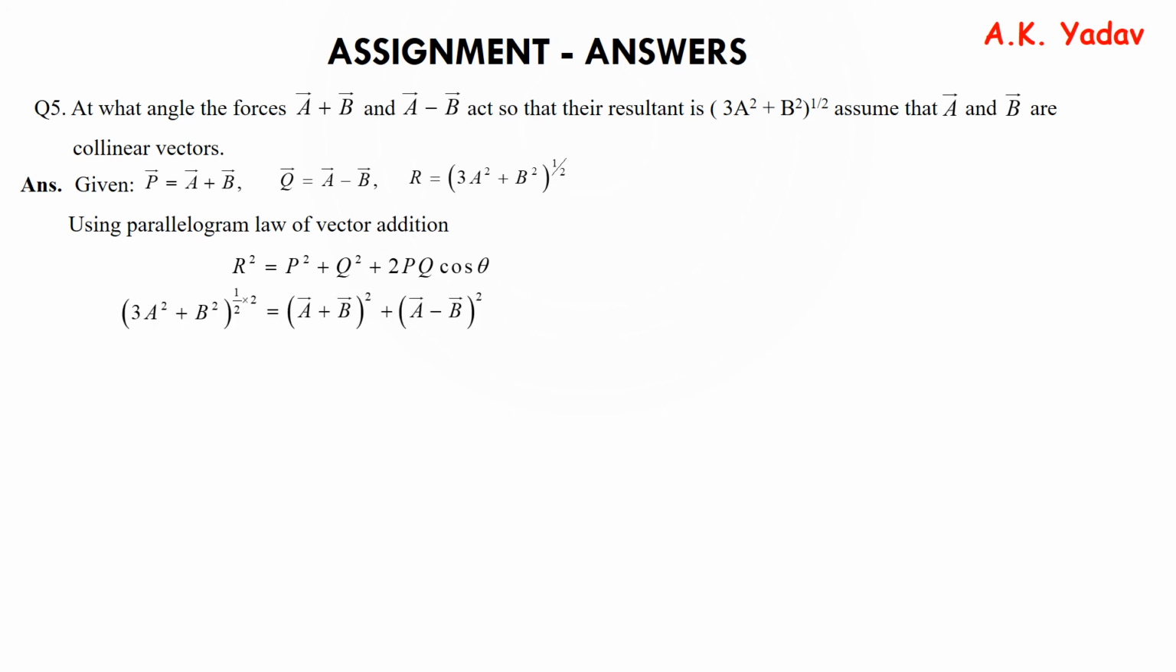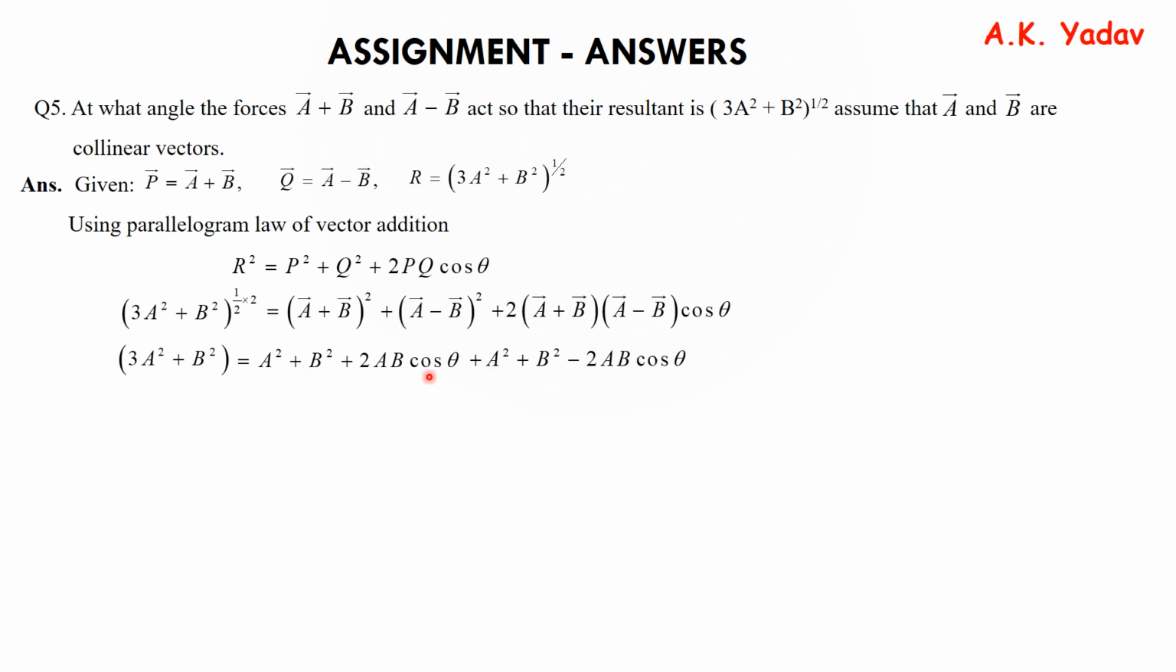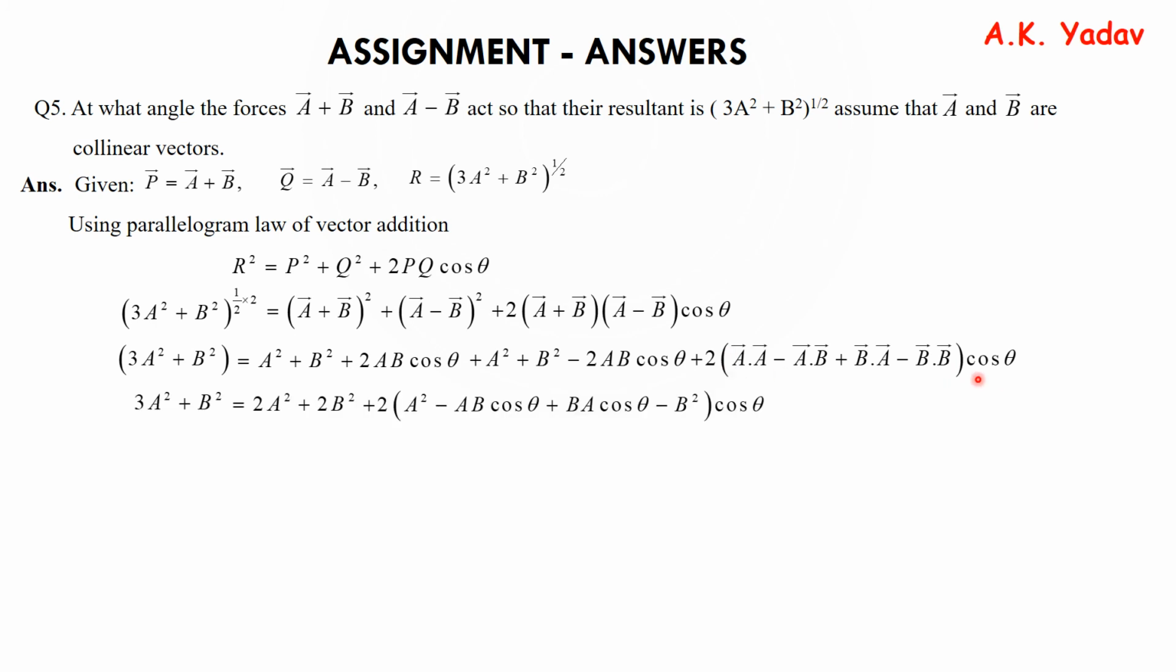Let us put the values. Now, (A plus B) whole square gives A² plus B² plus 2AB cos θ. (A minus B) whole square gives A² plus B² minus 2AB cos θ. And the multiplication of these gives (A·A minus A·B plus B·A minus B·B), all in bracket. Outside it is 2 cos θ. So we can say 3A² plus B² is equal to 2A² plus 2B² plus 2 in bracket (A² minus AB cos θ plus BA cos θ minus B² cos θ).